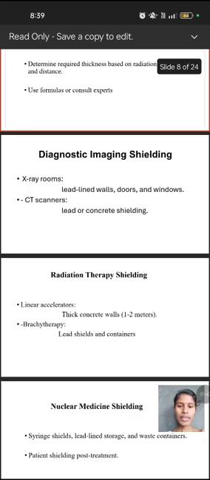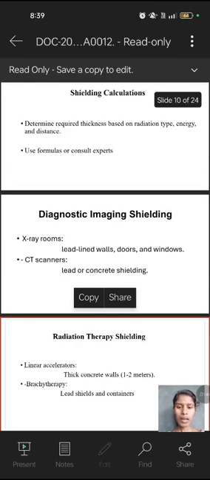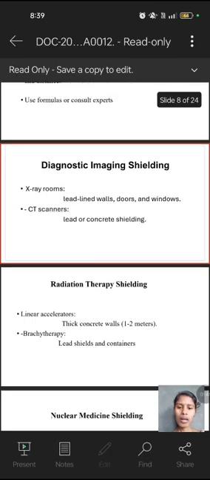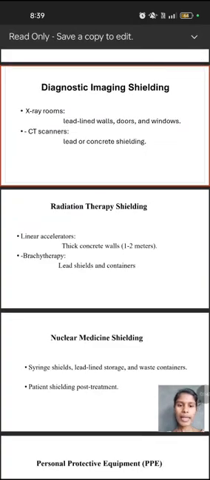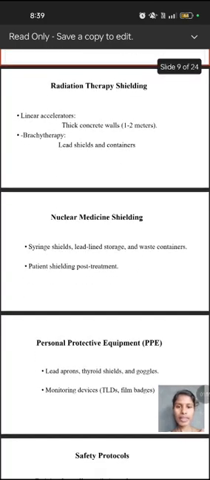Diagnostic imaging shielding. X-ray rooms have lead-lined walls, doors and windows. CT scanners use lead or concrete shielding. Then the radiation therapy shielding is for linear accelerators and brachytherapy. The linear accelerator has thick concrete walls, about 1 to 2 meters. Then brachytherapy uses lead shields and containers.